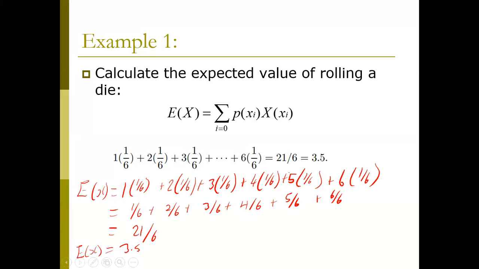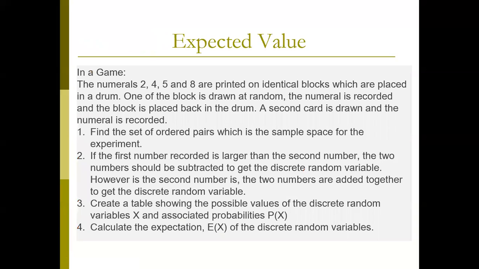Now let's look at some other examples. Now here's another example. We're told that in a game, these numerals are printed on identical blocks, and these blocks are placed in a drum. One block is drawn at random, and the numeral is recorded. The block is then returned to the drum, and a second one is selected from the drum. All right, so we're told here to find a set of ordered pairs, which is the sample space for this experiment. And we are given these conditions.